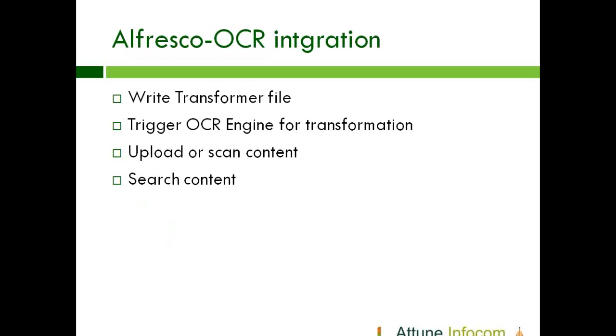Now we'll take Tesseract OCR integration. To do Tesseract OCR integration with Alfresco, we have 4 steps to do. Very first, write a transform file. Then after, trigger the OCR engine for transformation. Then upload a scanned document or file, which we can say is content in our broader view. Fourth one is search your content.